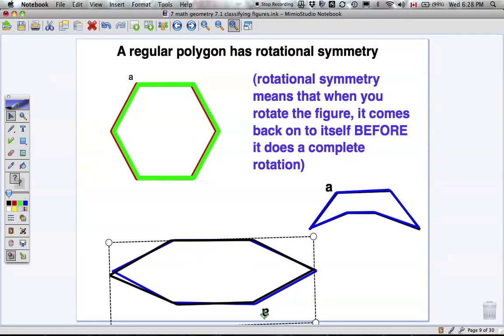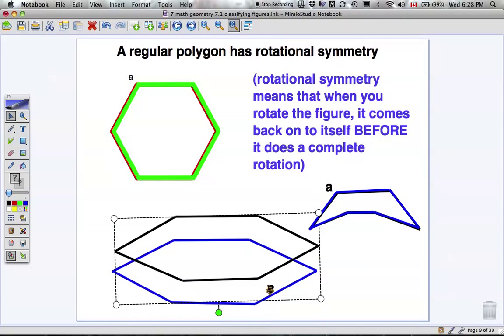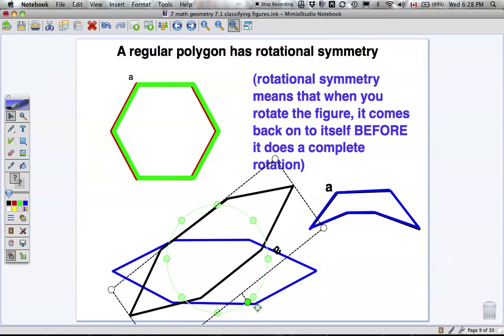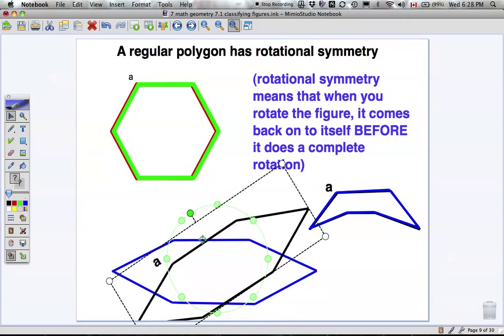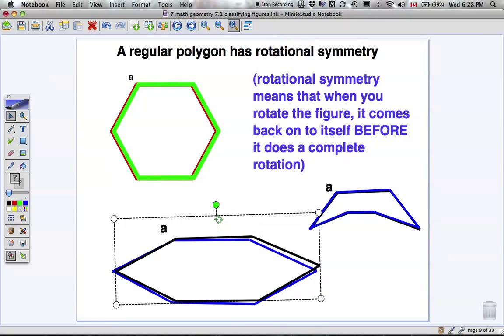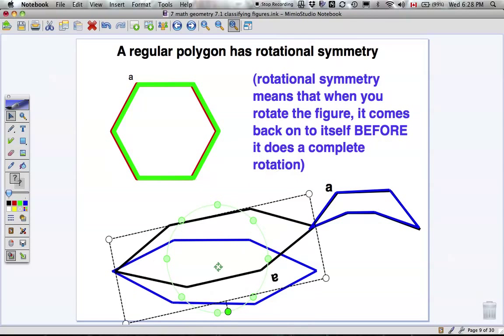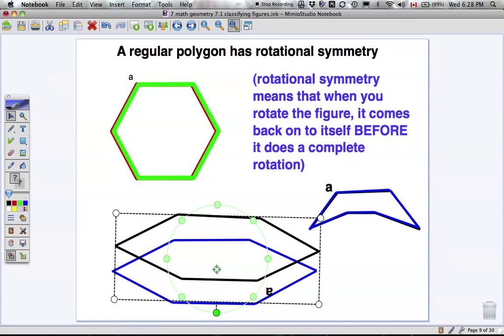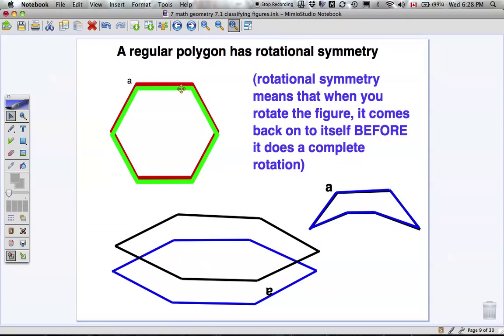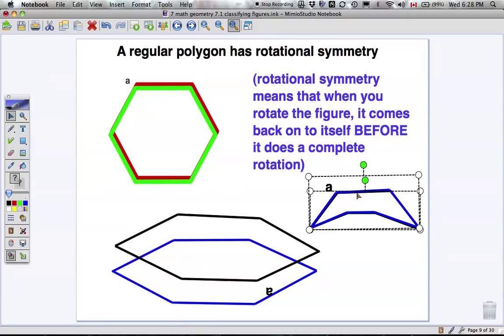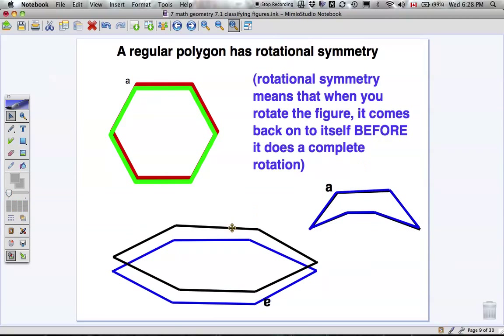This one right here, this sort of big diamond shape, let's rotate this one and see what happens. Once I go a half rotation, aha, it does actually go back on itself. Only once though. No other time does the black line overlap the blue. So this is a rotational symmetry of 1. This one has 6. This one has 0, no rotational symmetry. And this one has order 1.